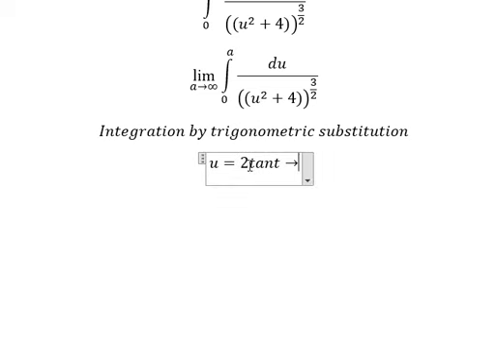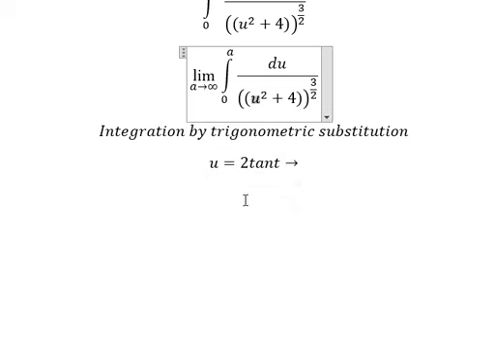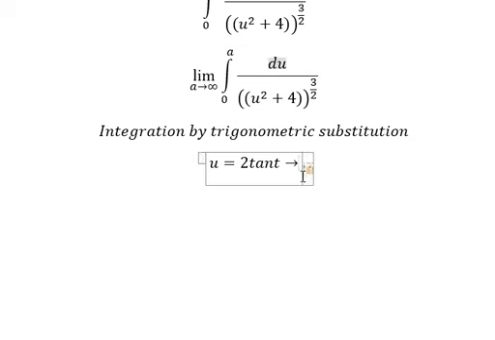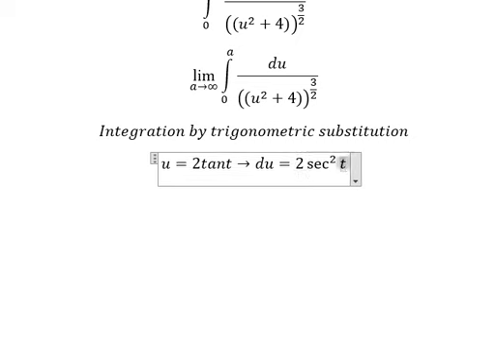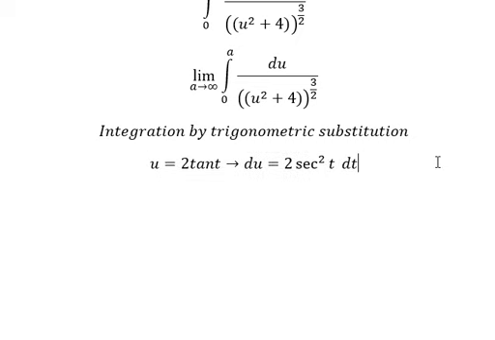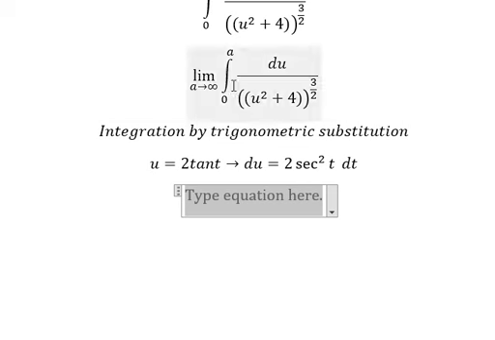And later we put this one in here. So we have 4 tan t squared. With the 4, we can do factorization. Tan t squared plus 1 we change to secant of t squared, and later we simplify by du. Du we have 2 secant of t squared dt. And now we need to change the bounds.